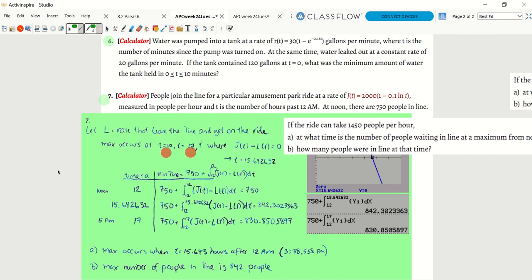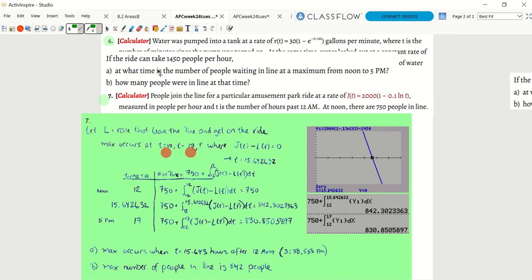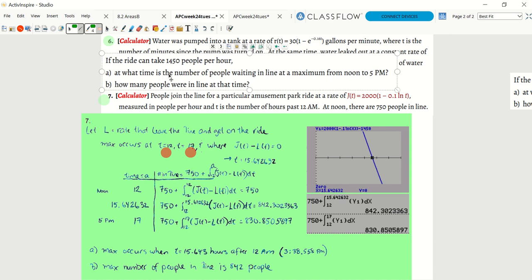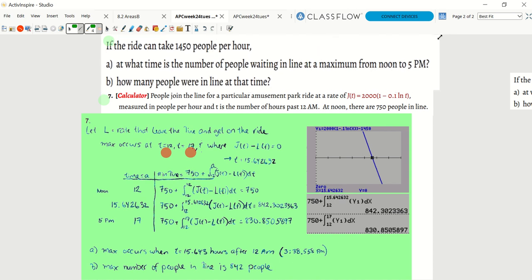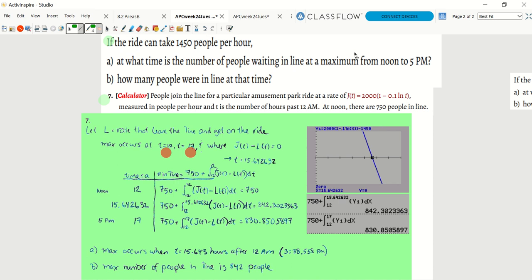But it doesn't even matter because you have the paper copy. But anyways, I'm still going to go over this. You probably saw the prompt already on the paper copy. So this is the prompt for number 7. I'm just going to put it on top. Okay, so again, at what time is the number of people maximum from noon to 5?